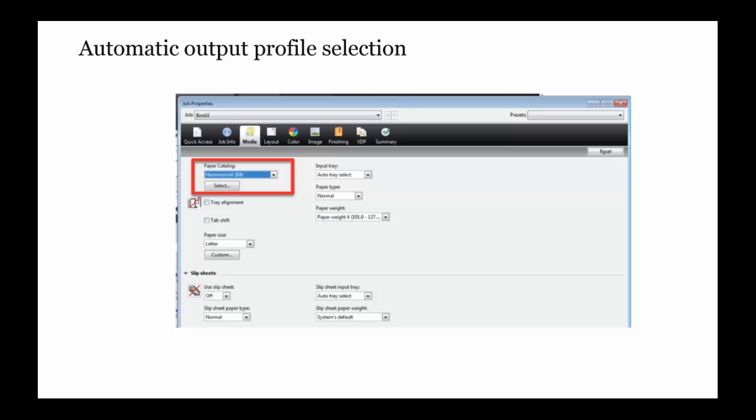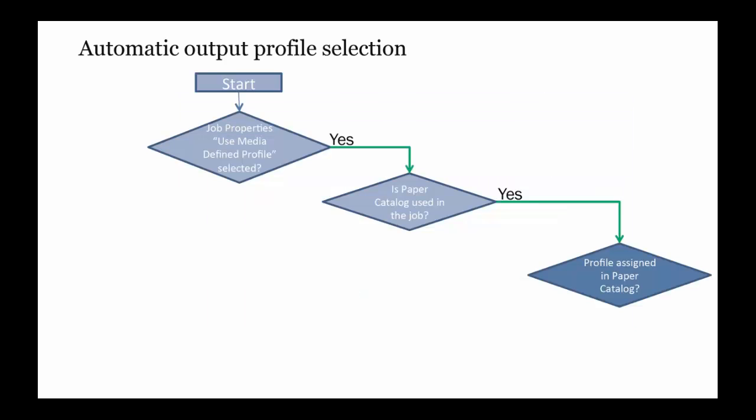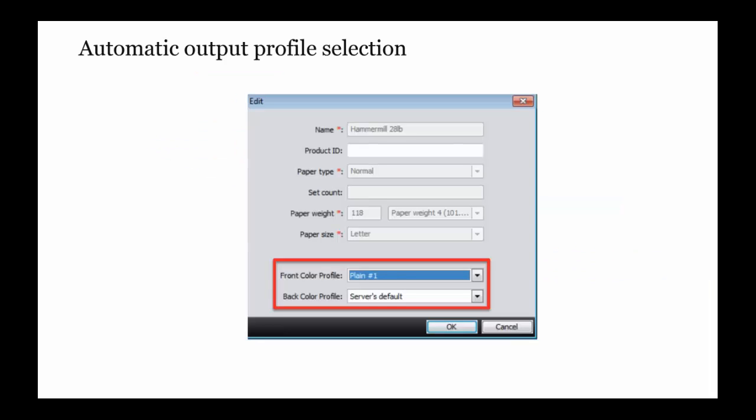If the Paper Catalog is in use, then the profile can be selected from the Paper Catalog entry if one is assigned. We can see the Paper Catalog entry in the Device Center of the Fiery under Resources, and we can see that for this Paper Catalog entry I selected, at least the front side of my sheet will have a specified profile used, this plain number 1 profile.